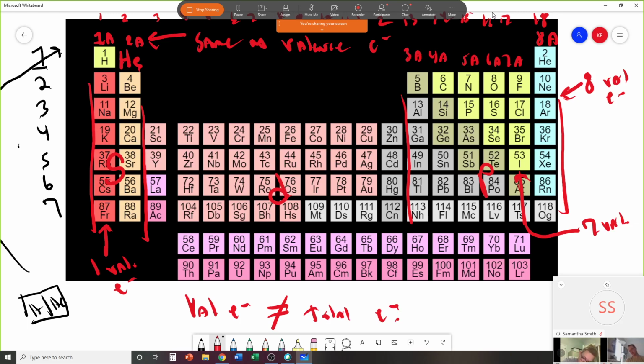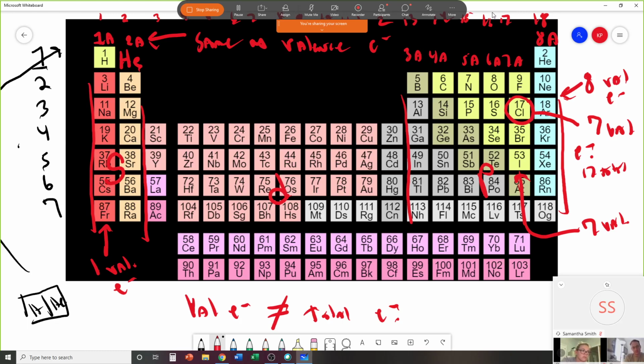Okay, take a look at chlorine, for instance. How many valence electrons does chlorine have? It has 7 valence electrons. But how many total electrons does it have? It says 17 total, right? Chlorine has 17 electrons. Everybody see that? But the electrons that count for us are the ones that are on the outside. And so chlorine has 7 valence electrons. It has 7 electrons on the outside of the element.